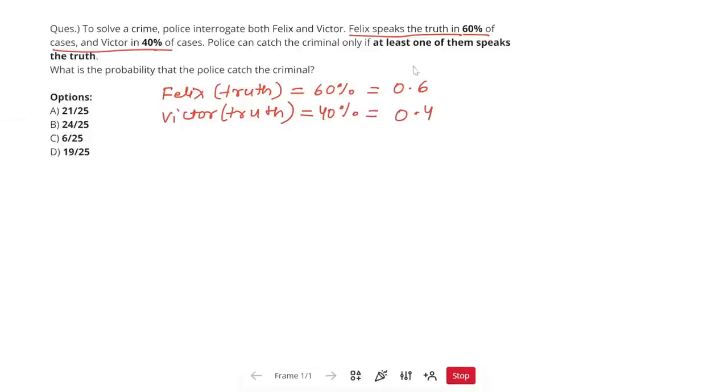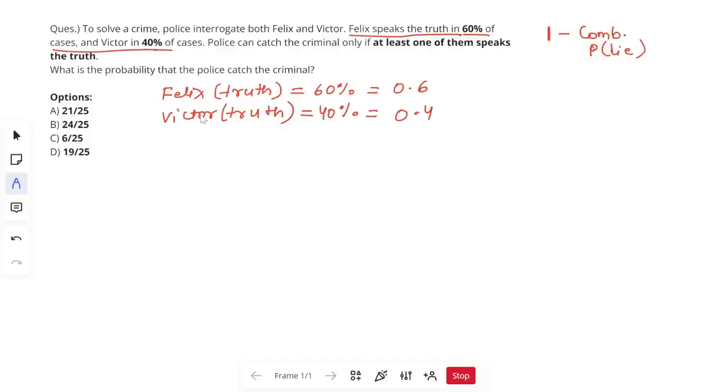Now what we need to find, let's see. Police can catch the criminal only if at least one of them speaks the truth. So see how to find out if one of them speaks the truth. What we can say is, out of total, we subtract the combined probability of them speaking lie. When we solve, you will understand it better. So we are going to follow this one now.